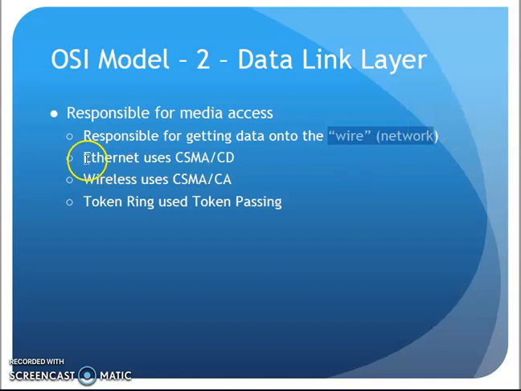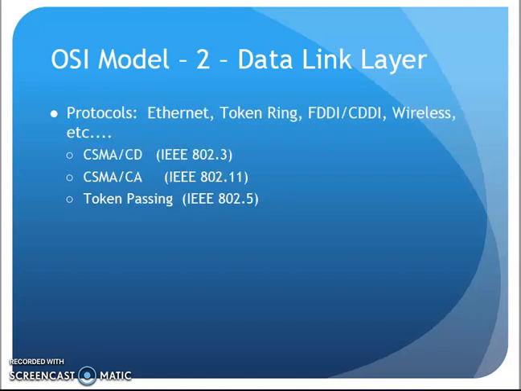If I'm using a wired Ethernet, it's going to be a wired Ethernet NIC. If I'm using wireless, it'll be my wireless Ethernet NIC. It's responsible for getting the data onto the network.